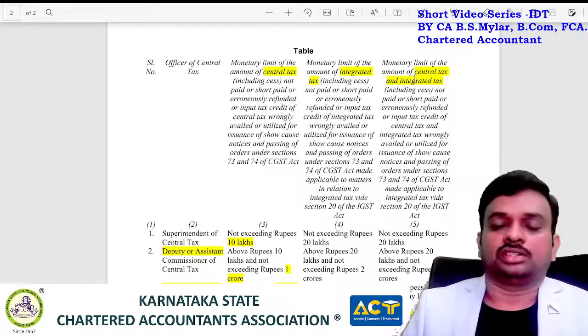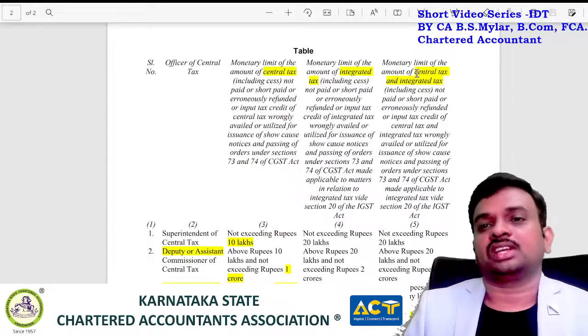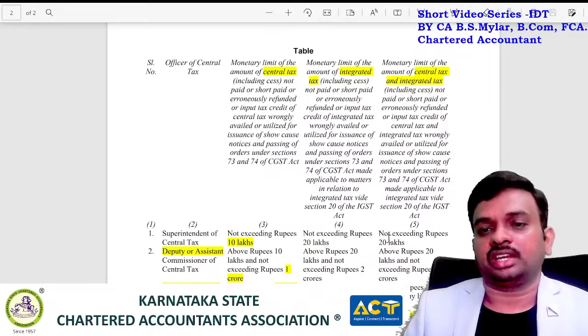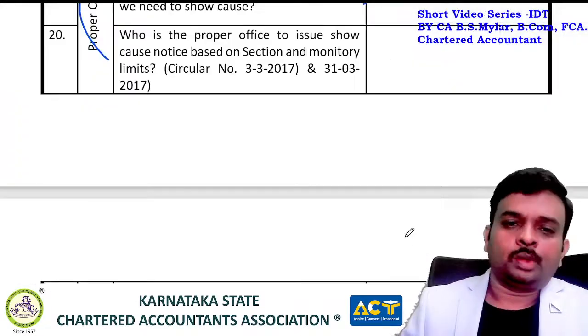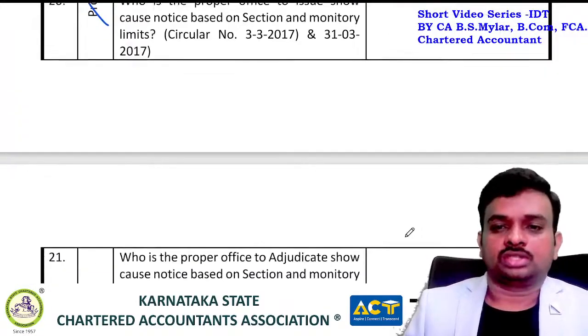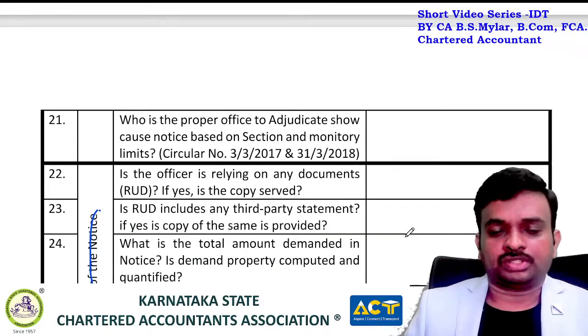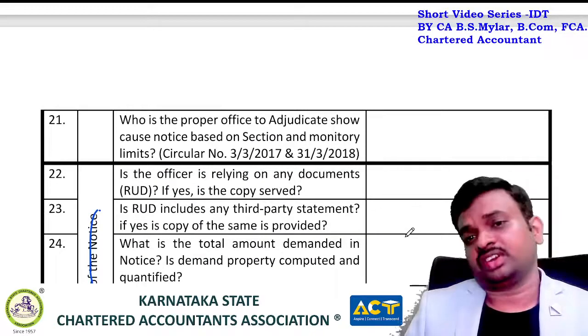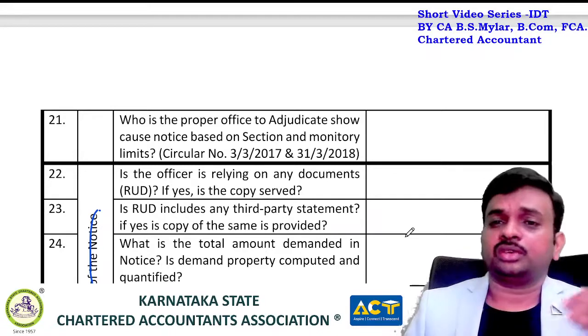If the demand is for both central tax and integrated tax, then it is double. So you mentioned whose. If the person issuing a show cause notice and adjudicating is different than what is there under the circular, then you can question this.